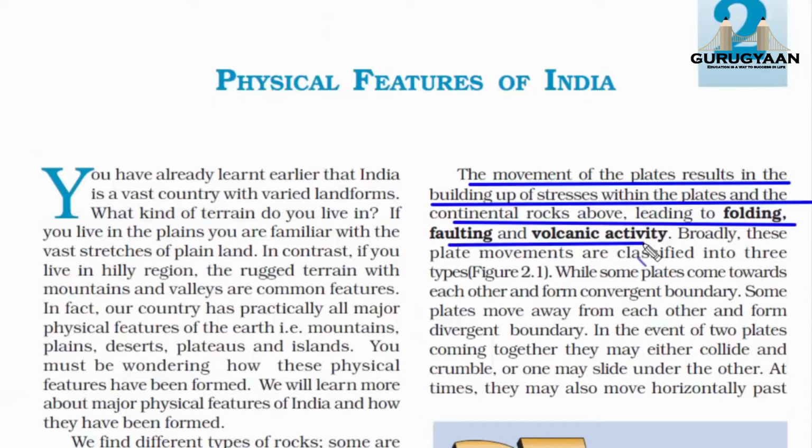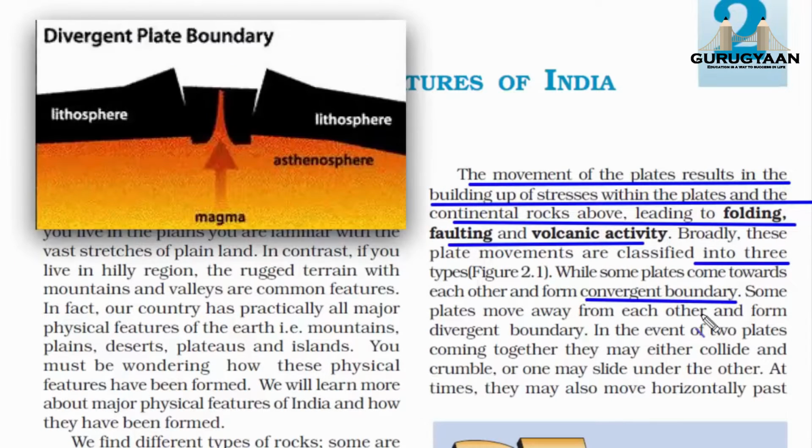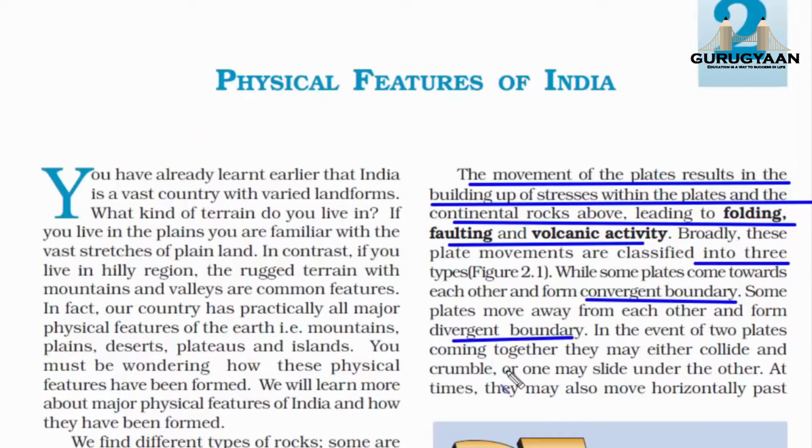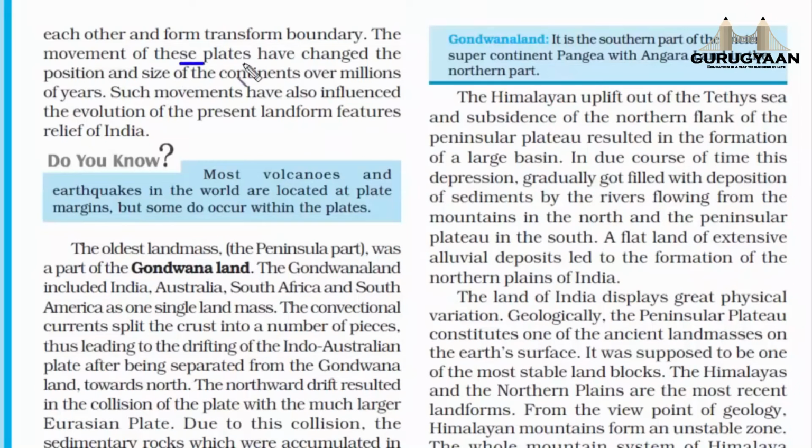These plate movements are classified into 3 types. While some plates come towards each other and form a convergent boundary, some plates move away from each other and form a divergent boundary. In the event of 2 plates coming together, they may either collide or crumble, or one may slide under the other. At times they may also move horizontally past. The movement of these plates has changed the position and size of the continents over millions of years.